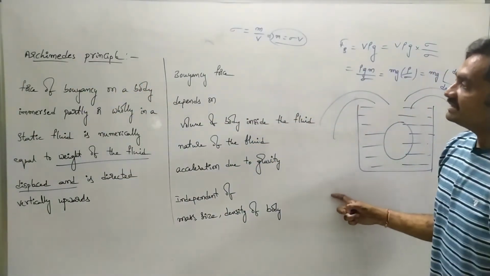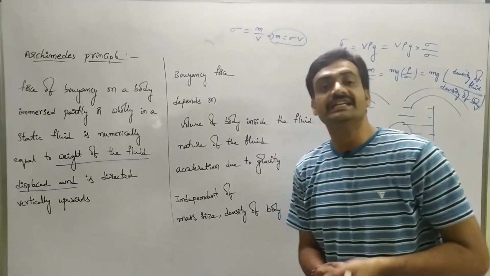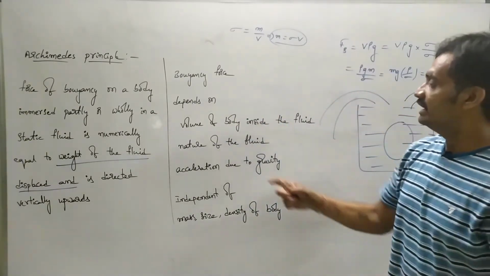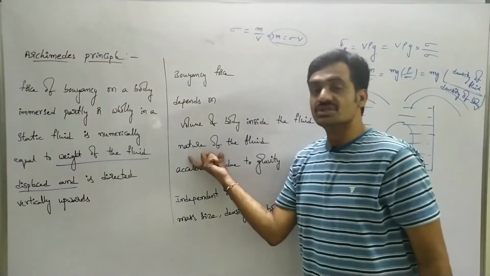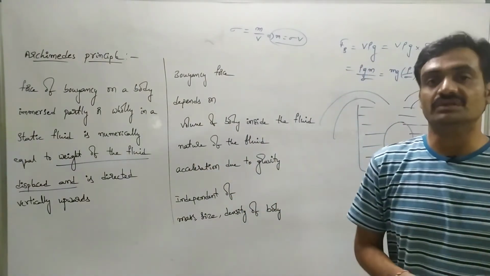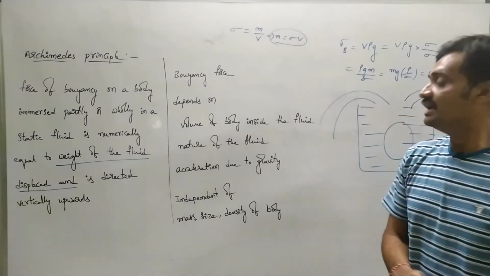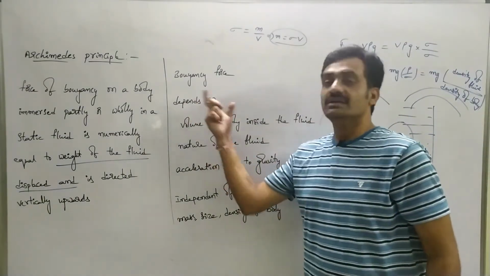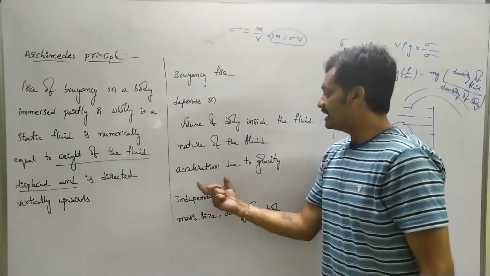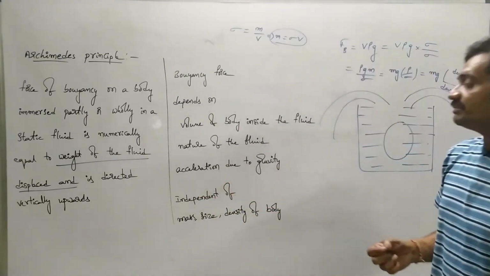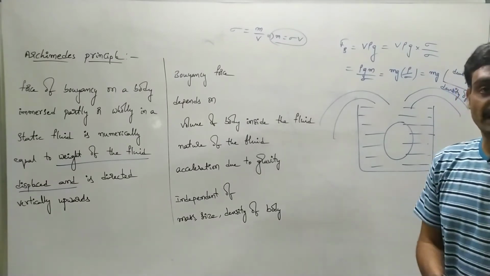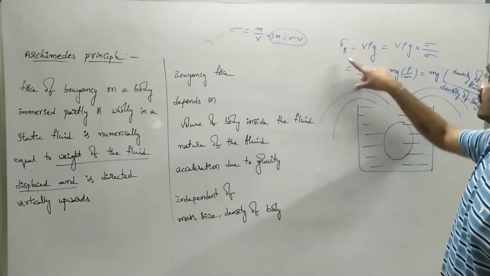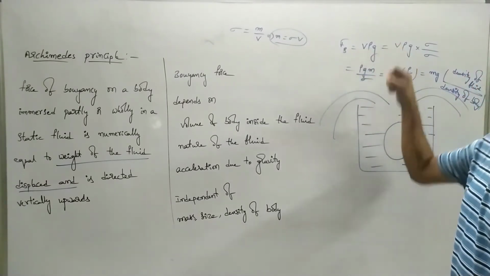So here observe that this buoyancy force depends on the volume of the body inside the fluid and the nature of the fluid, whether it is water, kerosene or any other fluid. Based on the nature of the fluid, we can represent the buoyancy force, whereas this buoyancy force depends upon acceleration due to gravity acting at that point, because buoyancy force is equal to V rho g.